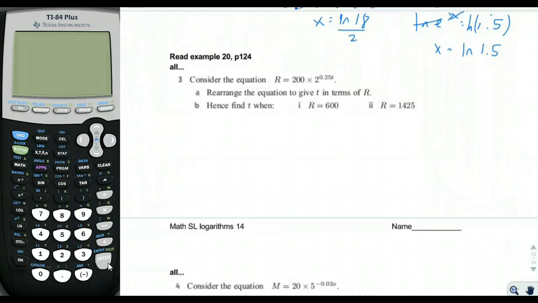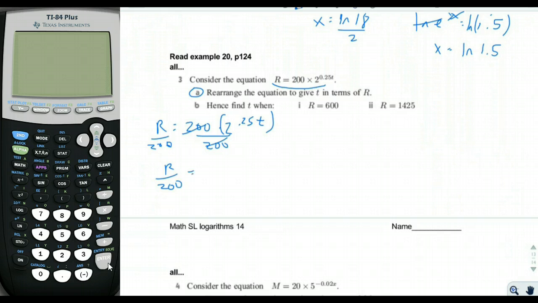Okay, this one we're going to do all. Consider the equation r is equal to 200 times 2 to the 0.25t. Rearrange the equation to give t in terms of r. Okay, so this is what log is going to enable you to do that we were unable to do without log. Take things in the exponent and make them the subject of the equation. So what we're going to do first is we're going to try to isolate this, so we divide both sides by 200, right? So we get r over 200 is equal to 2 to the 0.25t.